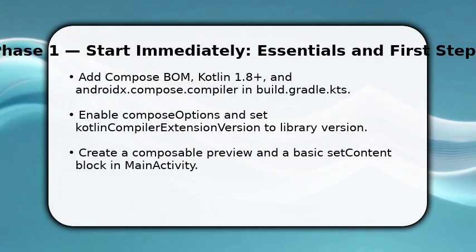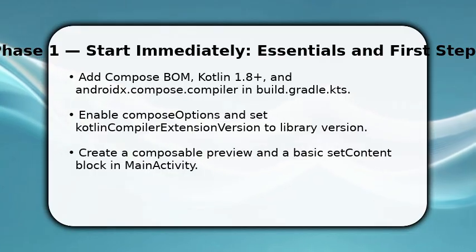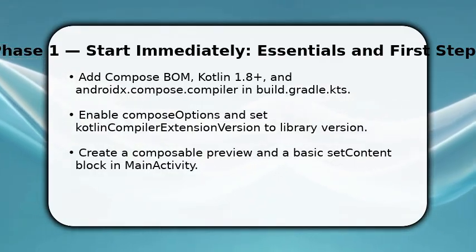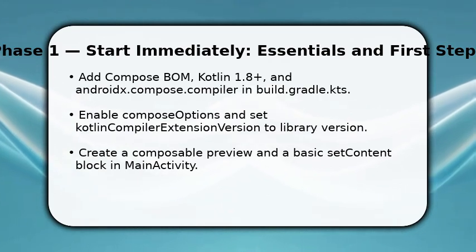Kotlin compiler extension version. Then, make a simple MainActivity using setContent and MyApp, so you can iterate quickly. This immediate feedback loop is why we start with code, not lengthy setup. Now run a debug build to confirm compilation succeeds.